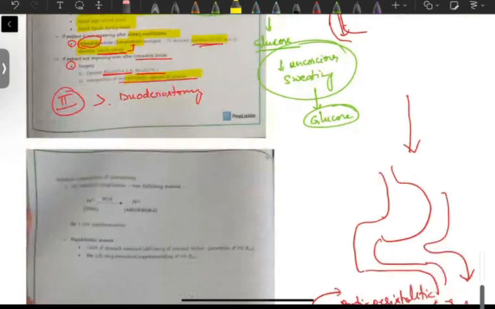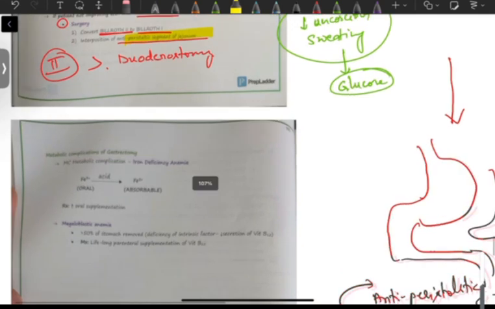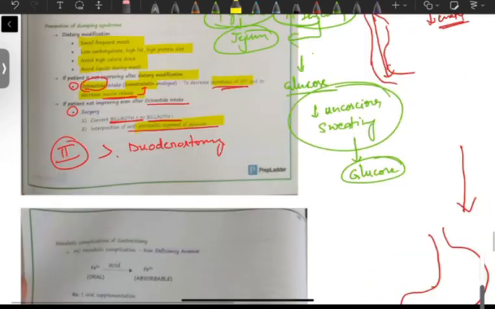Okay, so this will serve in delaying the peristalsis and hence it will buy time for digestion. Okay, so this was about dumping syndrome.